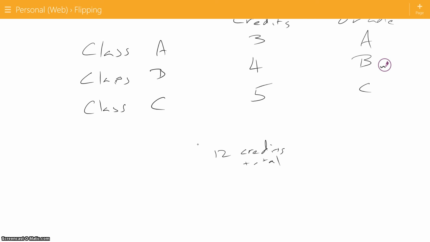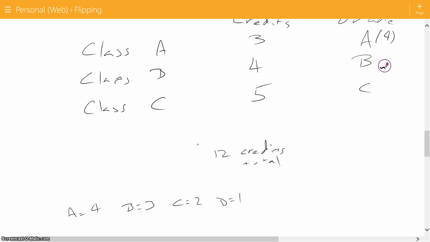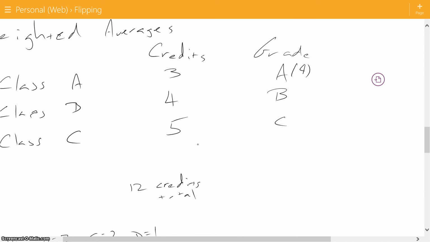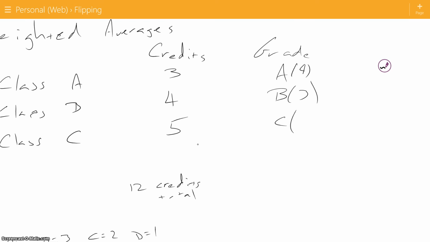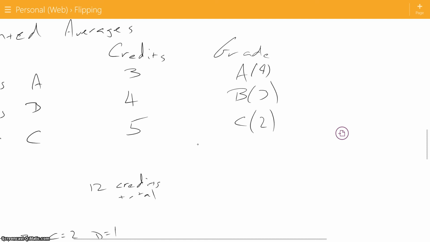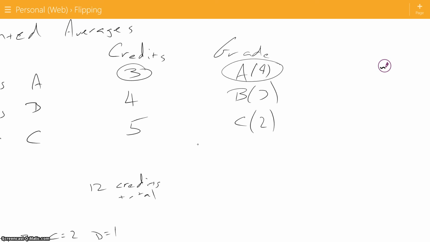Usually in universities, these grades are weighted. So an A would be worth 4, a B is 3, a C is 2, and a D is 1. Some universities are a little bit different. Your mileage may vary. What this would mean is you can think of it in terms of points. So if I've got 3 credits and an A is worth 4, and we said a B is 3 and a C is 2, you would multiply your number of credits by the points that you got for the grade.